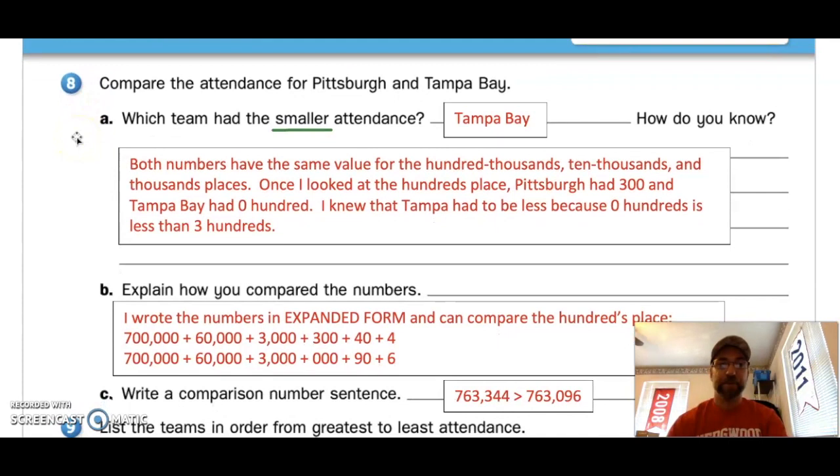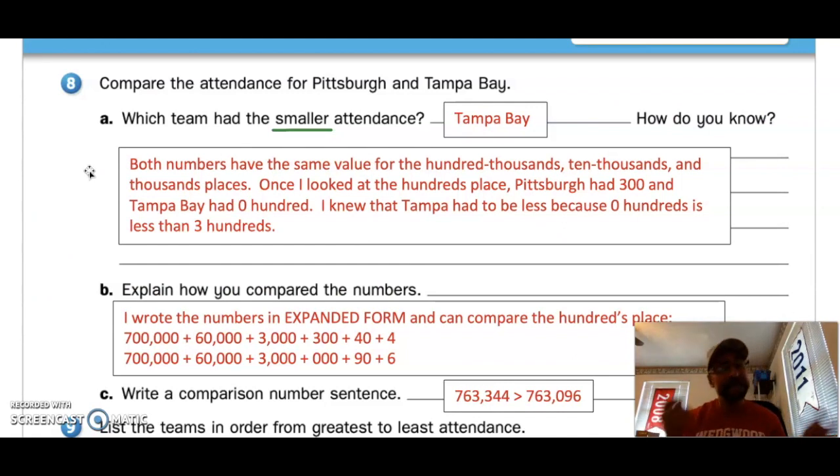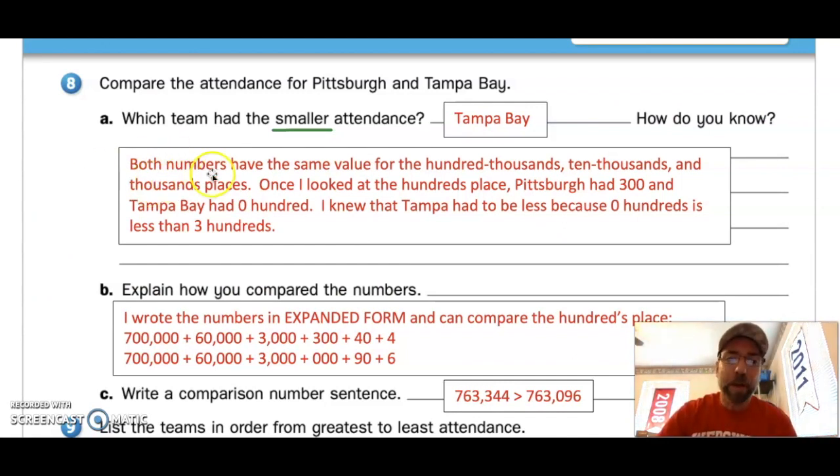All right, let's see how you did. So which team had the smaller attendance? Well, that was Tampa Bay. How do you know? Now, here's my sample answer. You might have something that is similar to it. Both numbers have the same value for the 100,000s, the 10,000s, and the thousands places. Once I looked at the hundreds place, Pittsburgh had 300 and Tampa Bay had 0 hundred. I knew that Tampa had to be less because 0 hundreds is less than 3 hundreds.